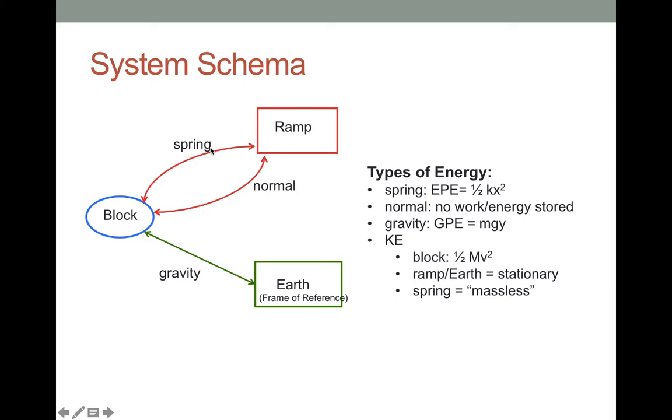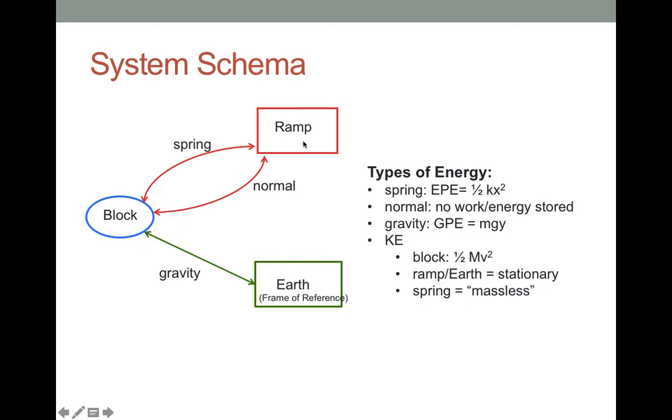So one interaction is the spring, and of course that has elastic potential energy. The normal force will not do any work because it'll be applied perpendicular to the motion, so it will not convert one type of energy into another type, nor will it store any energy. So the normal force does not involve any types of energy. We have gravity, and of course gravity has gravitational potential energy.